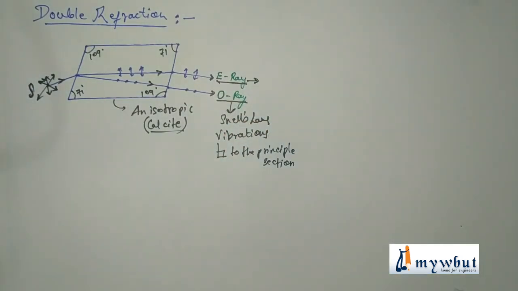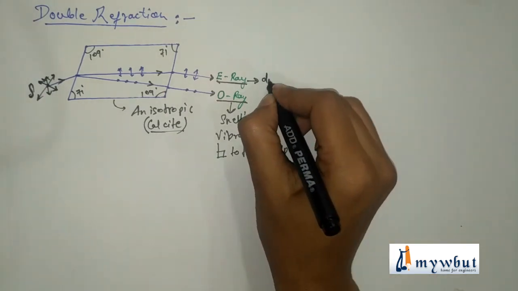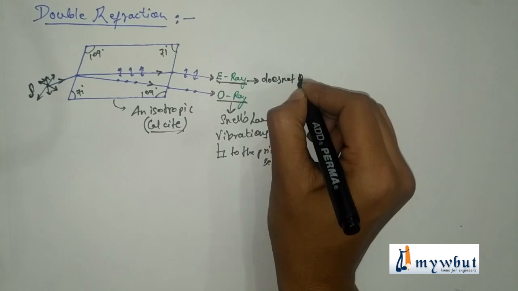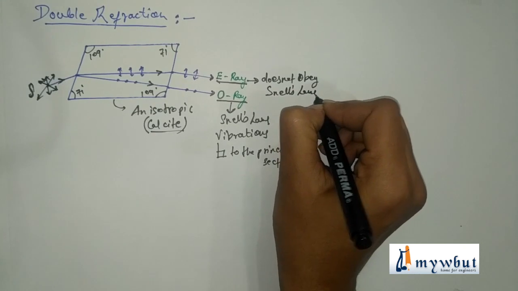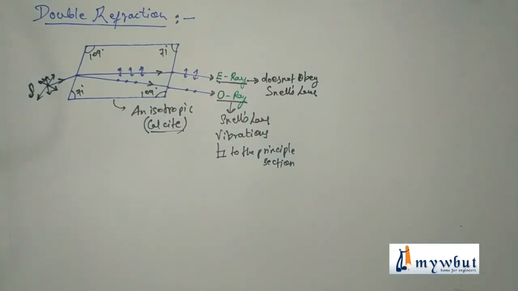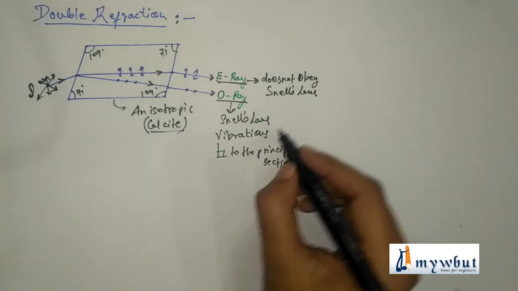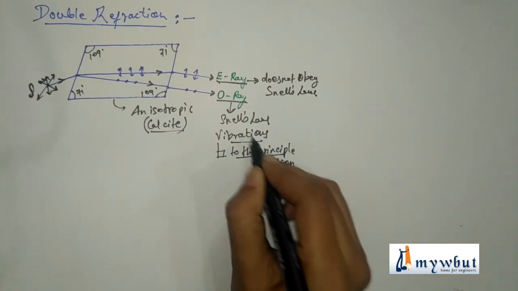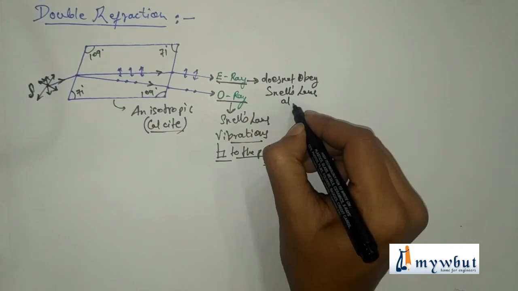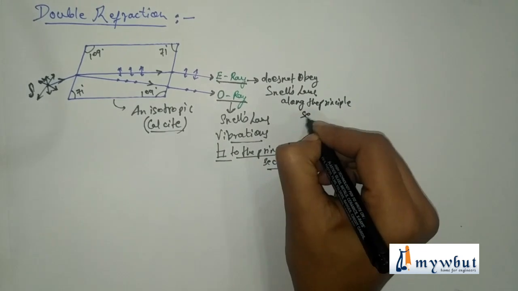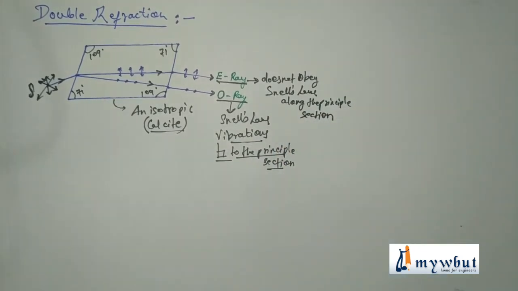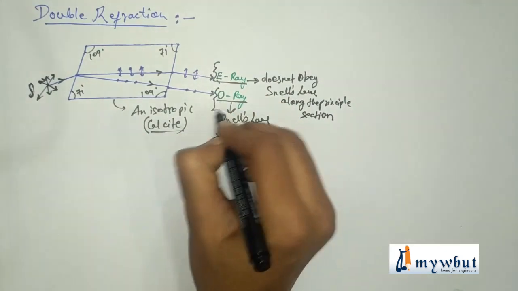It is the other refracted ray that is formed due to double refraction that does not obey the ordinary Snell's law of refraction, and it also has vibrations along the principal section of the crystal. So this is the definition of the E ray and O ray.